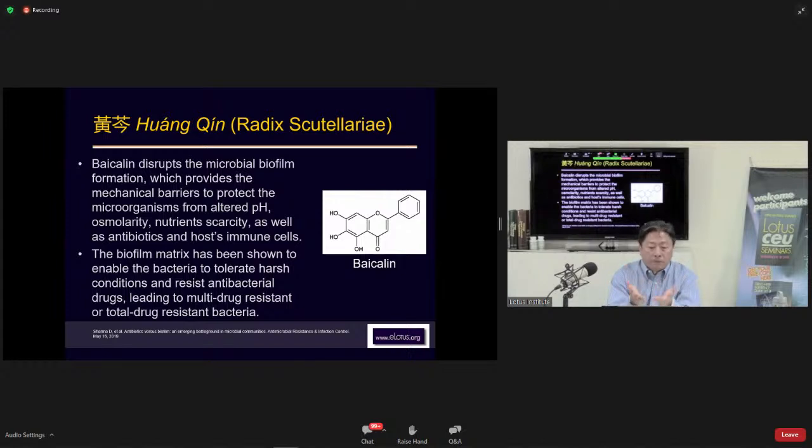All right, so the biofilm, according to this study here, helps to protect the microorganism by altering the pH, the osmolarity, the nutrients, and protect them against the antibiotics, which is synthetic, and the host's own immune system. Okay, so Huangqin, or Baicalein, somehow is able to disrupt the biofilm, and this then, on a very broad basis, is able to enable the body's immune system or the drugs to attack the bacteria at an early stage all across the board. And that's why it's such an effective herbal antibiotic.